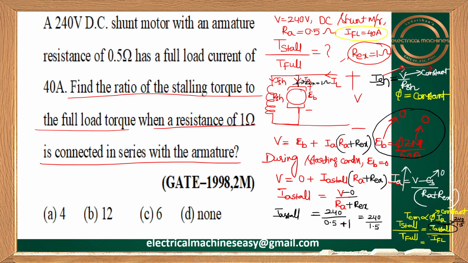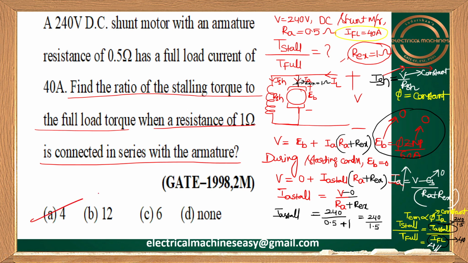And what about I_FL value as well in the question? 40 amperes. Okay. So now tell me what about your answer? T_stall by T_FL equals 240 by 1.5, which is the value of I_stall, divided by 40. So you'll get 4. So the answer is 4. Please do the calculation, just try to decide yourself. So option A is the answer.